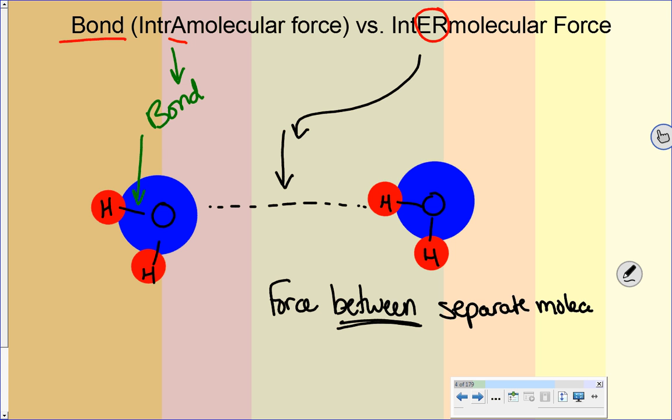And it's very, very important that we differentiate this from a bond. A bond is occurring within a molecule, whereas this is between separate molecules.